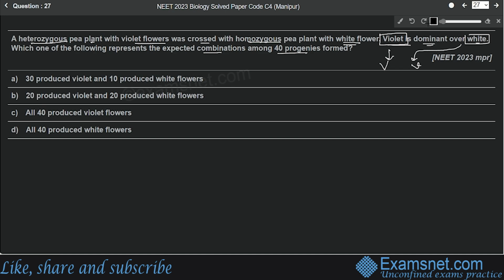Okay. Now in the first line of this question, it is given that a heterozygous pea plant with violet flowers, that means capital V, small v, is crossed with homozygous pea plant with white flower. That means it is crossed with small v, okay, homozygous and white flower. So let's see, this is capital V, this is small v, this side we have small v.